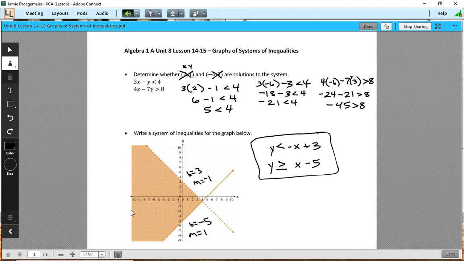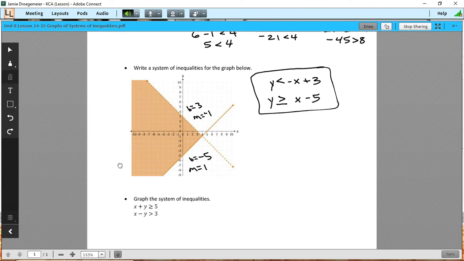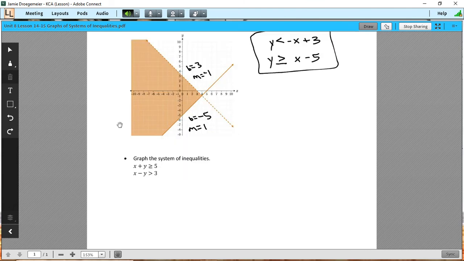All right, one last problem here to look at. And this one just asks us to graph the system of inequalities. If I was going to graph it by hand, I would probably go ahead and get these into slope-intercept form. So I want to get that y by itself. For the first inequality, I just have to subtract that x to the other side, and it becomes y is greater than or equal to negative x plus 5.